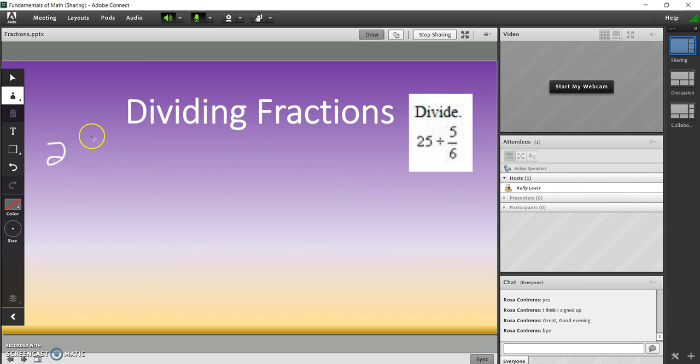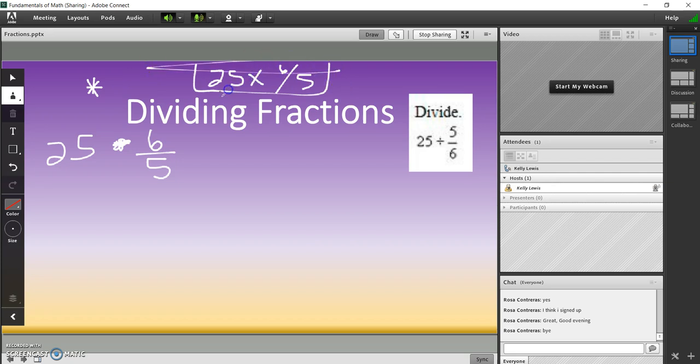Okay, 25 divided by 5/6 is the same as 25 times 6 over 5. Please, I'm begging you, don't write an x for multiplication. Because when we start using variables, you're going to be confused. Is it a multiplication x? Is it a variable x? Use the dot, or use this guy for multiplication. Don't do it. You're going to get confused when we start using letters and variables.